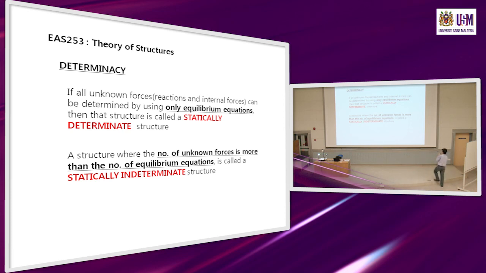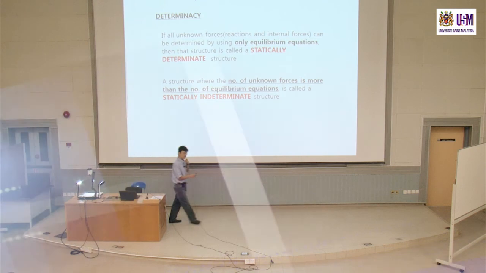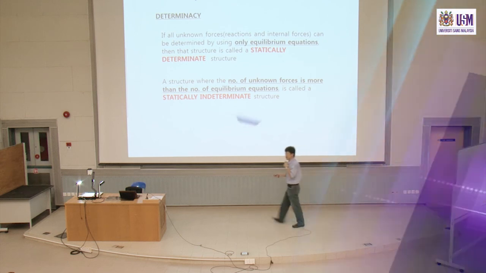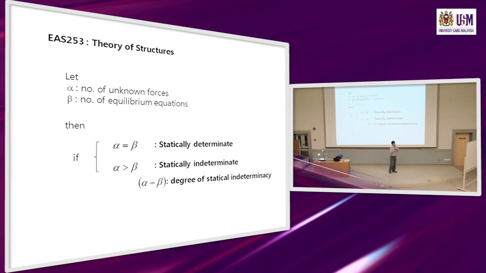Whether a structure is statically determinate or statically indeterminate, we call that the determinacy of the structures or the determinacy of the problems. So when we want to check determinacy, it means that we have to decide whether the structure is statically determinate or statically indeterminate. That is the meaning of statically determinate and statically indeterminate. In 253, we will concentrate only on this type of problem, and in 254, we will solve the other type of problem.